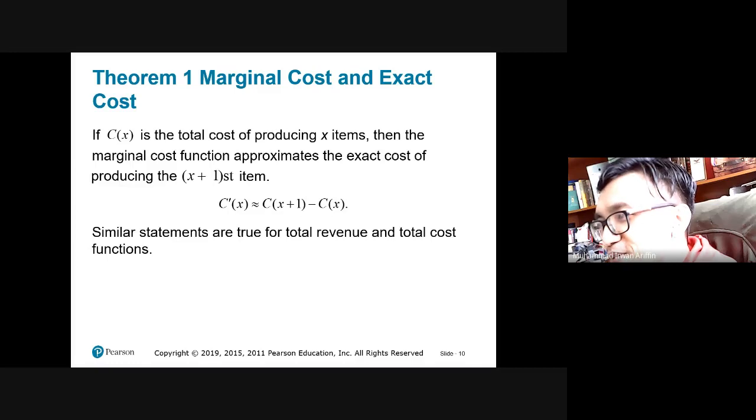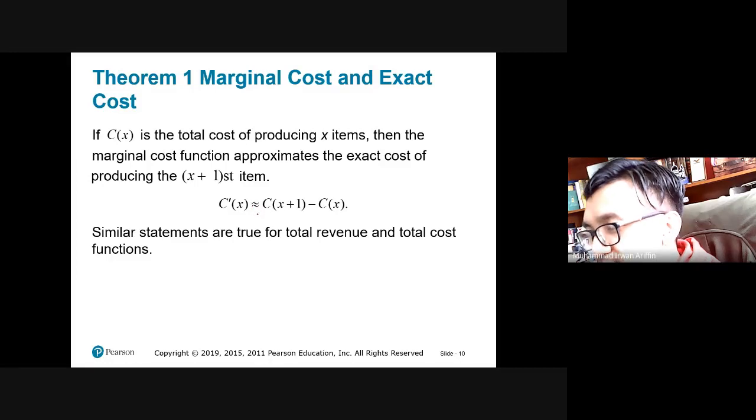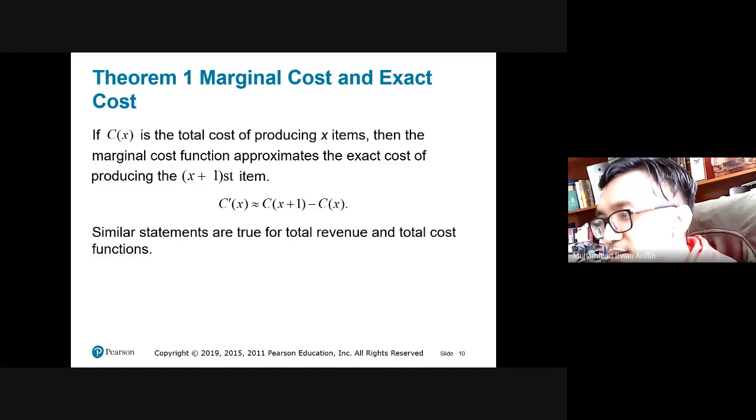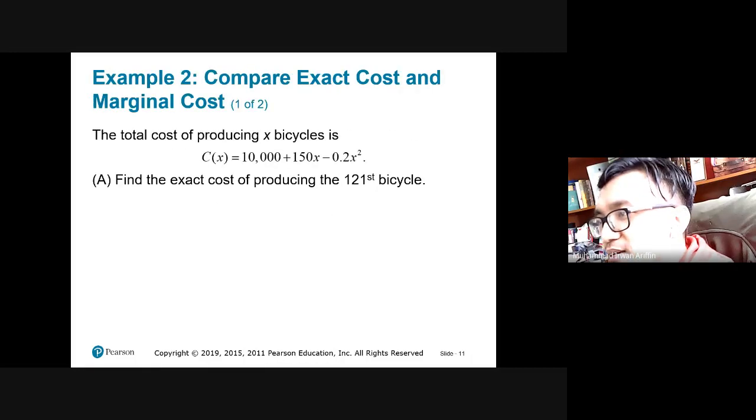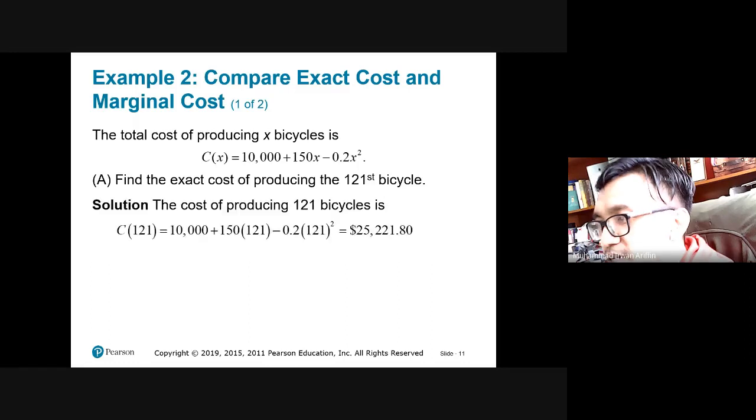This is where we use this wiggly equation symbol to mean that this is more or less equal, they are a good approximate. So marginal cost would be a good approximate of the exact cost of producing the x plus first item. Okay. Second example, I'm going to leave this to you because this is basically the same application.